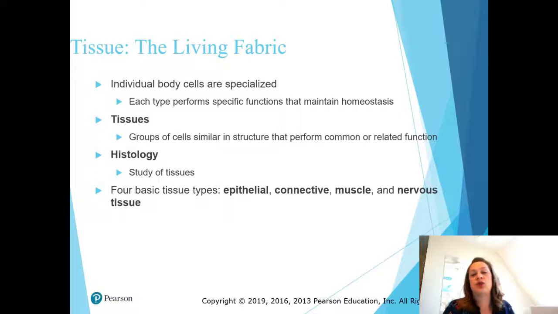We're going to study tissues on slides. And somewhere in the middle of this chapter, there's a little bit of a discussion on histology and how slides are prepared.